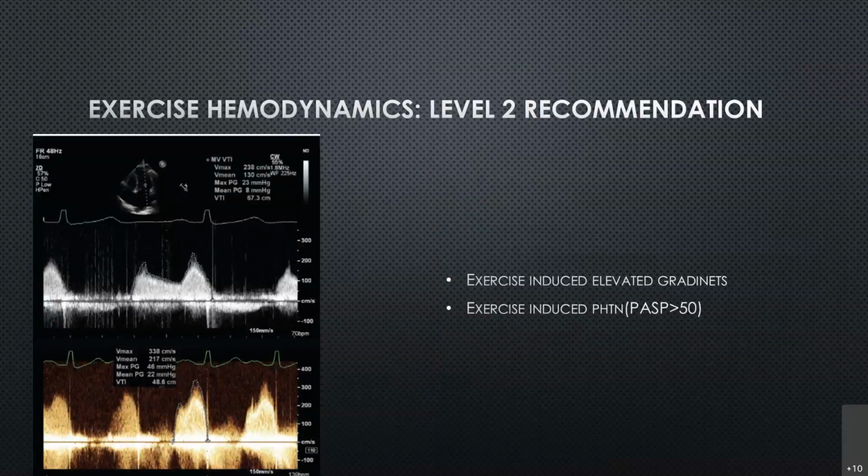Exercise hemodynamics is very important, especially if it's a gray zone. Young patients, maybe not symptomatic, but with vague symptoms. If you want to investigate more, you should do exercise hemodynamics. Ideally, you don't want to do a treadmill, because that would be post-exercise hemodynamics. You want to do it during their exercise and see what their PA pressures and mitral valve gradients do. If your PA pressures are going over 50 and mitral gradients are really high, then you should consider intervention.